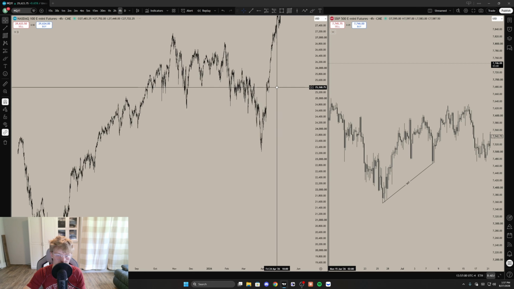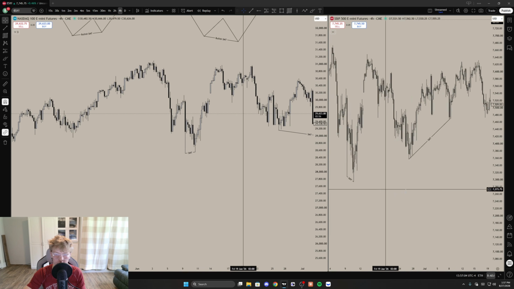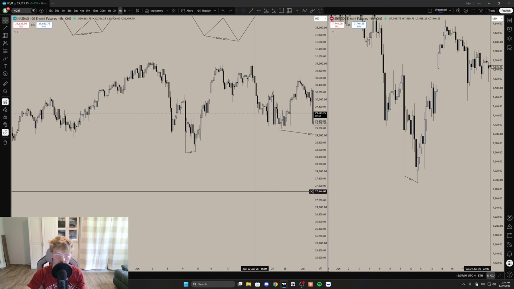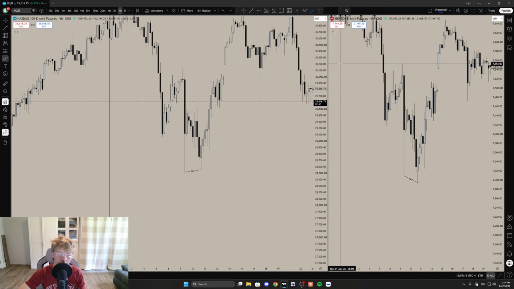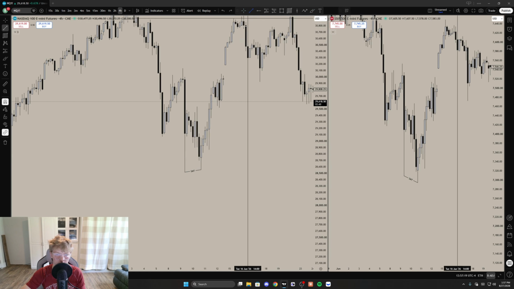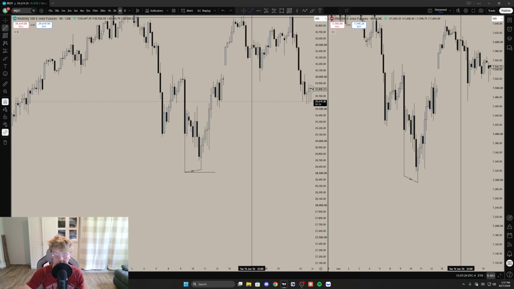We are going to be using both NQ and ES for this example because you do need both of them. Okay, so our first SMT we're going to be looking at is at these lows. Okay, so you can see on NASDAQ, we failed to take out this low, while ES takes out that low.